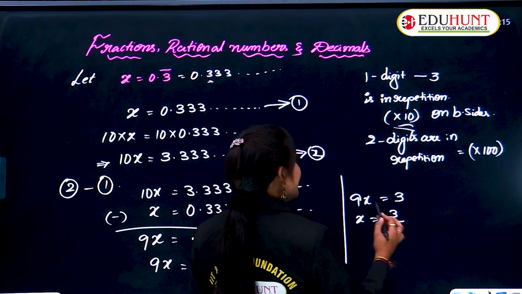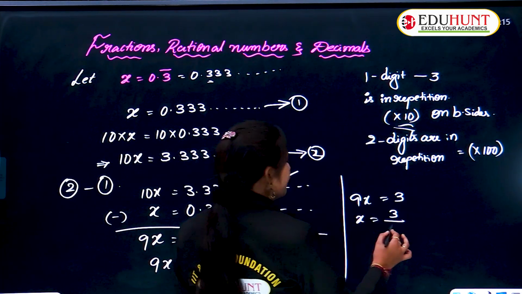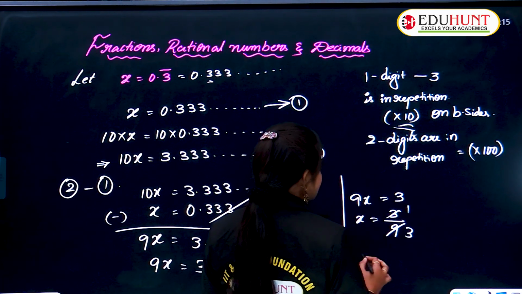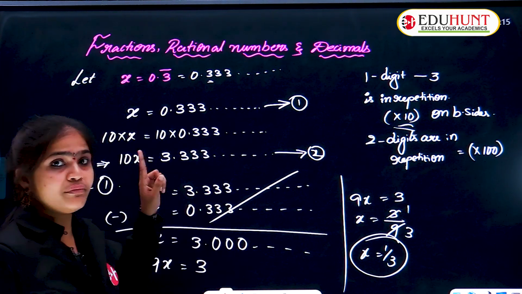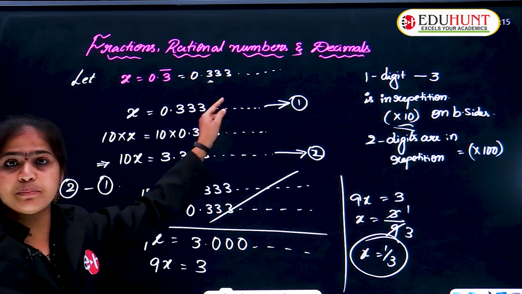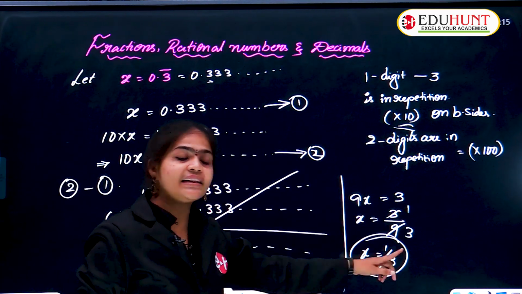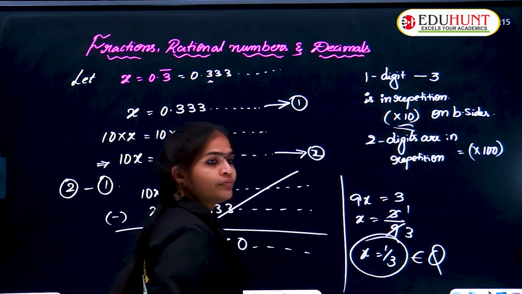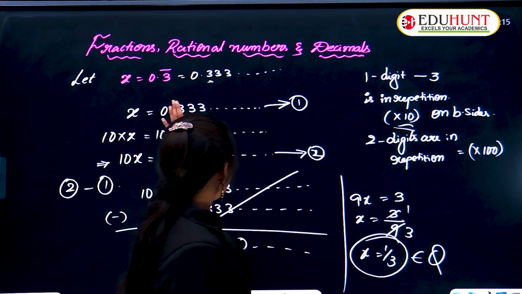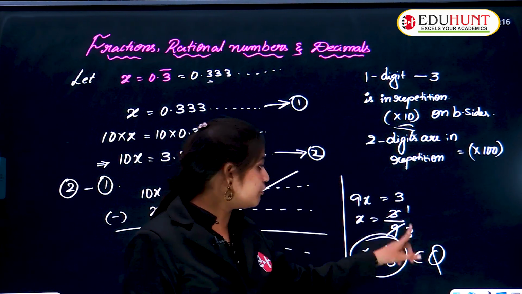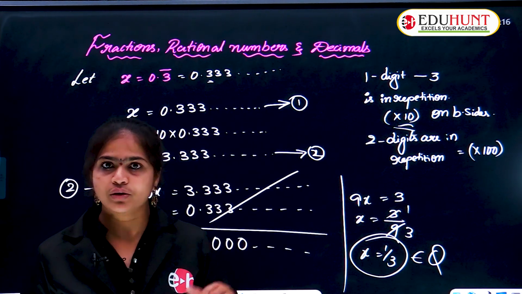x is equal to 3 by 9, since multiplication becomes division. 3 ones are 3, 3 threes are 9, so x is equal to 1 by 3. So the number we took, x is equal to 0.3 bar, has the value 1 by 3. Is it a rational number or not? 1 by 3 is in the form p by q, so we consider it a rational number. Understood? This was just an example.